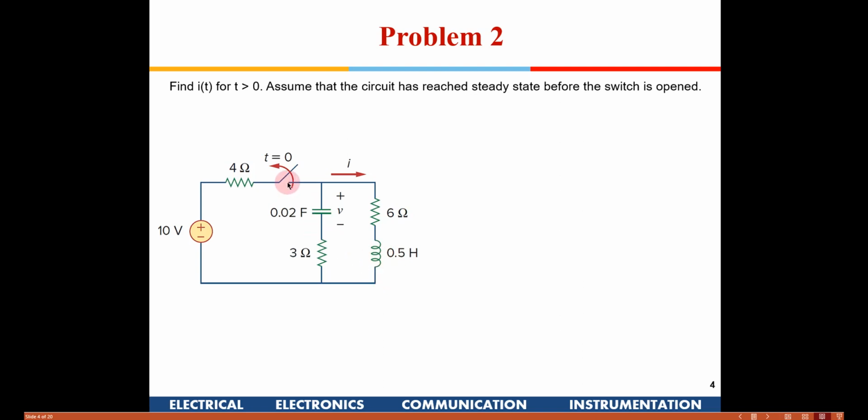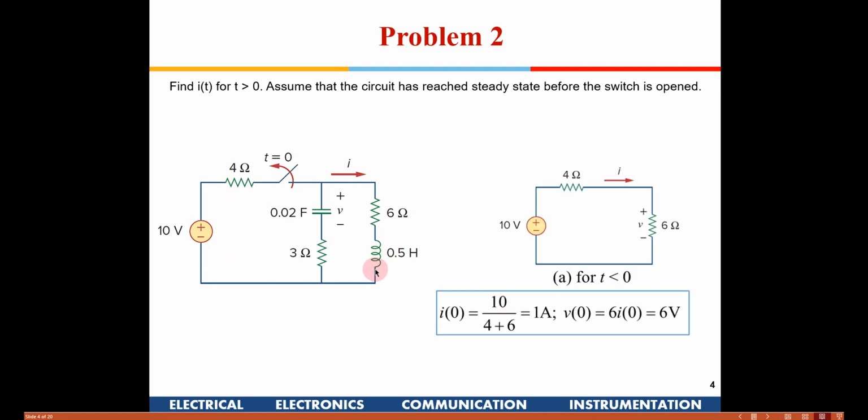So in this case, the switch is in the closed position. So what would be the current flowing through the 0.5 ohm inductor? The capacitor is an open circuit out here, so current would only flow in this manner, and that current will be 10 divided by 6 plus 4. So it will be around 1 ampere of current flowing through the inductor. So i is equal to 10 divided by 4 plus 6, 1 ampere. That is the initial current in the inductor.